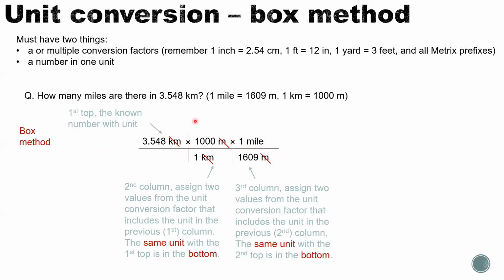You do the calculation of math from here, and what you get is 2.2051 miles. Considering the significant figures, because it's multiplication and division, the final answer is 2.205 miles. So this is the box method. You do the calculation of numbers, and you also do the calculation of units.